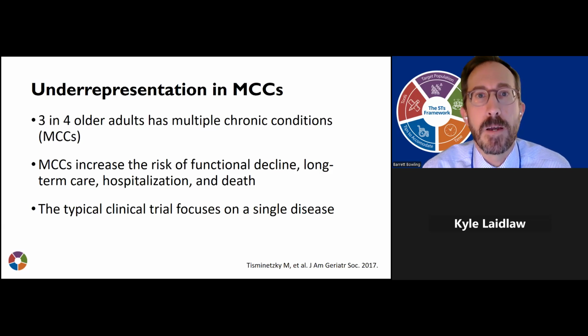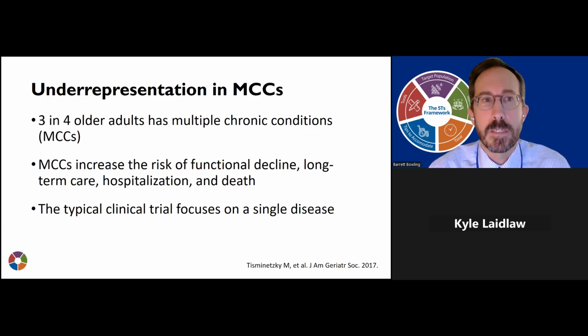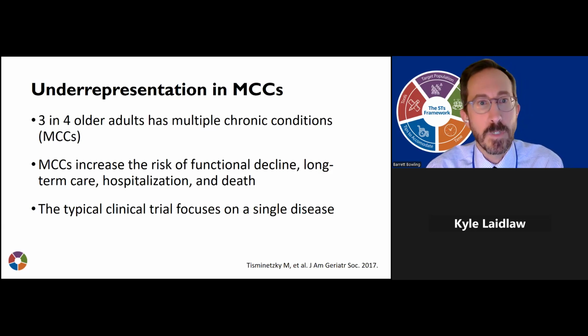So let's talk a little bit about underrepresentation of persons with multiple chronic conditions. There's really not a lot of data out there on representation of multiple chronic conditions in research studies focused on single diseases, but we can extrapolate from the fact that we know that 3 in 4 older adults have multiple chronic conditions. Older adults are oftentimes not included in research studies, and therefore it's likely that they make up a smaller proportion than what would be expected given the prevalence of multiple chronic conditions.